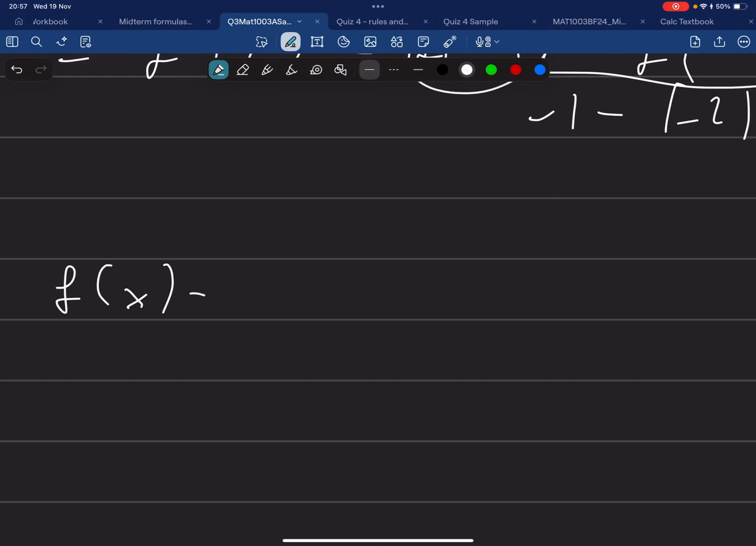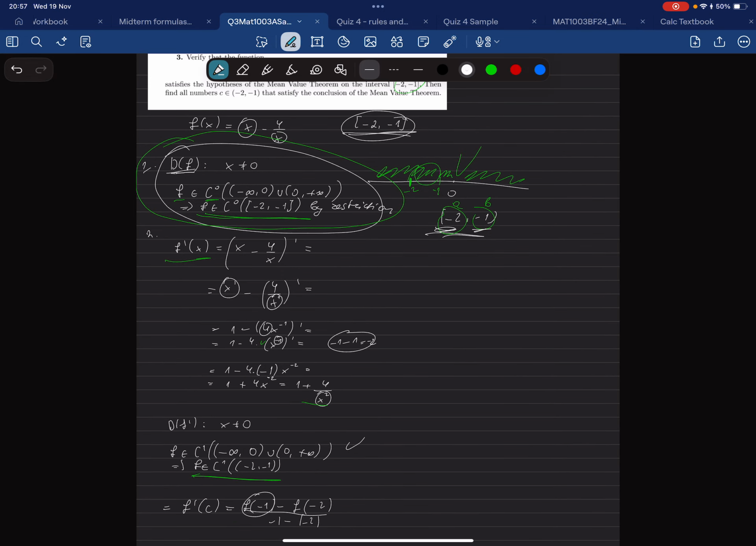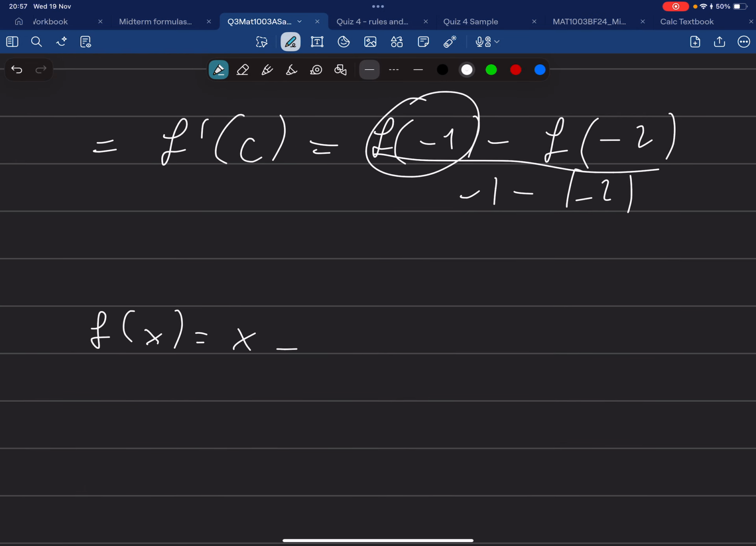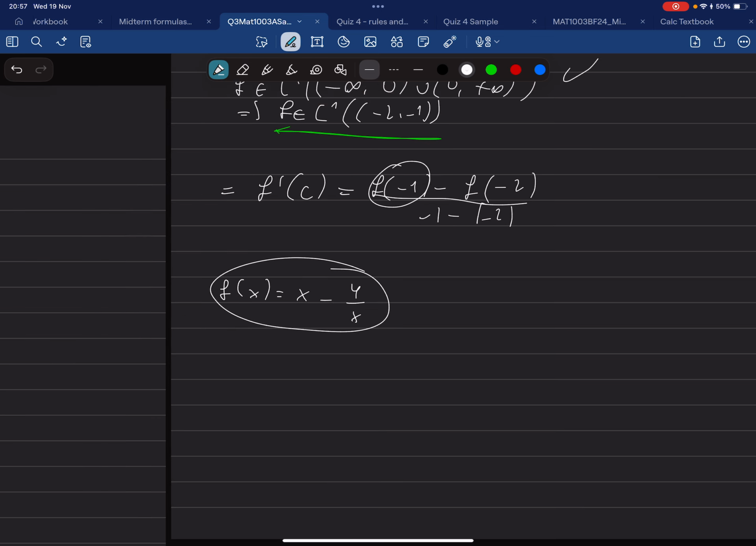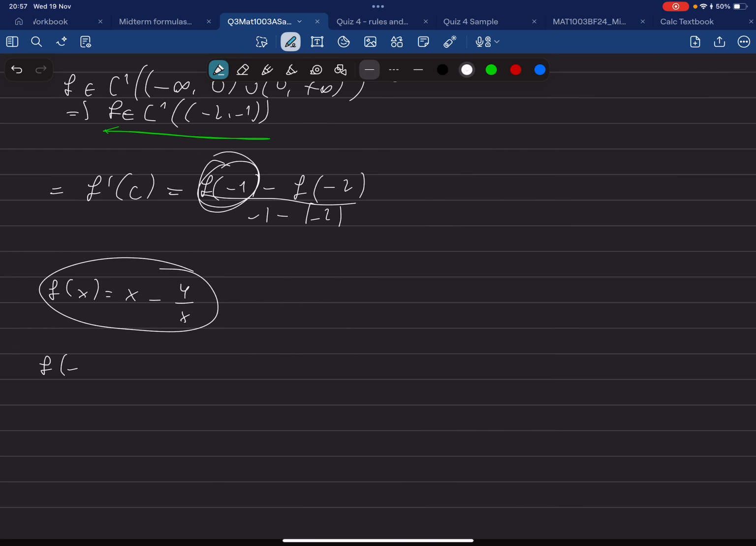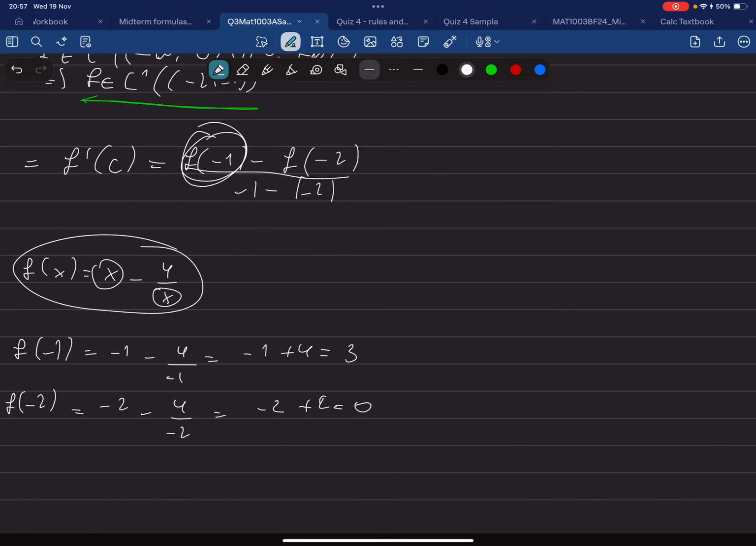I'm sorry, it's just really hard when I don't have a full board to just show everything. The original f of x was x minus 4 over x. That's the original function. And now the first time I'm going to plug -1 for x. F of -1 equals -1 minus 4 over -1, which is -1 plus 4, which gives me 3. F of -2 equals, now I just plug in -2 for x. So it's -2 minus 4 over -2, which is -2 plus 2, which gives me 0. Okay? So I found these values. Now we just need to continue with this formula.